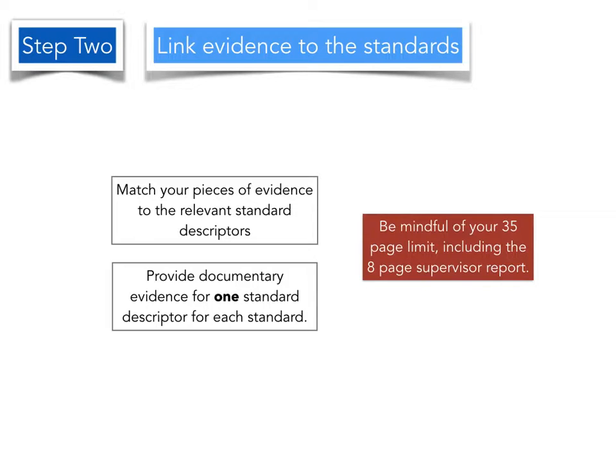The previous video gave you an outline of a range of examples that you could use for evidence. It's important to note, though, that you only need to provide documentary evidence for one standard descriptor for each standard. And you need to be mindful of your 35-page limit, including the 8-page supervisor report.